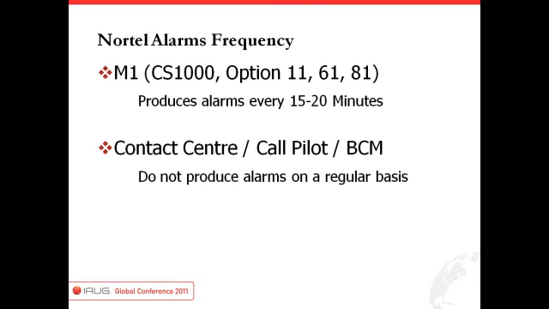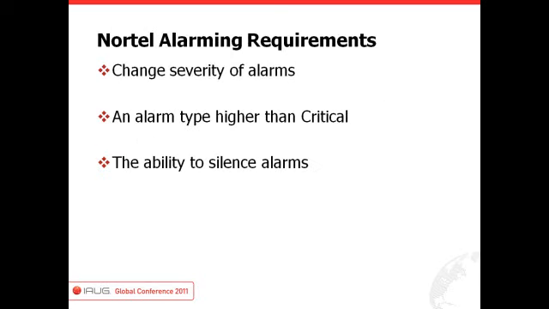When we talk about alarm frequency, we want to know how often they produce alarms. The M1, the CS1000, option 11, they produce alarms on a regular basis, every 15 or 16, 20 minutes, even when they're happy. Contact center, Call Pilot, the BCM, as well as communication manager do not produce alarms on a regular basis and need to be monitored a little bit differently to be on the proactive side. With the Nortel, since it produces an alarm every 15 minutes, we know that they're actually alive and talking to us. So we can monitor it that way.